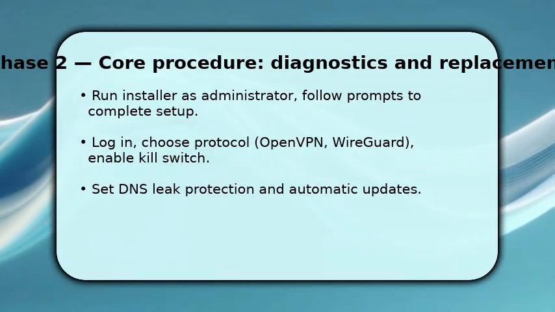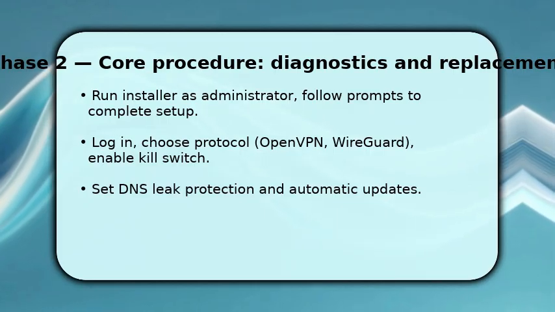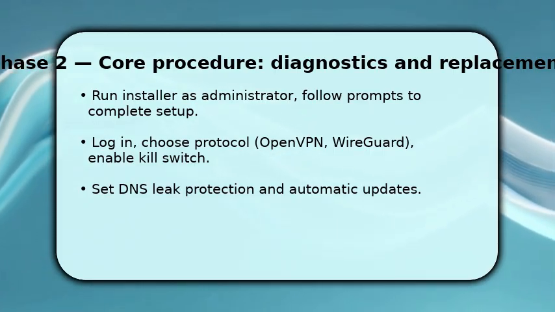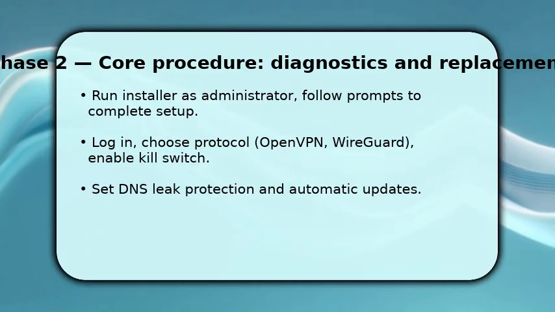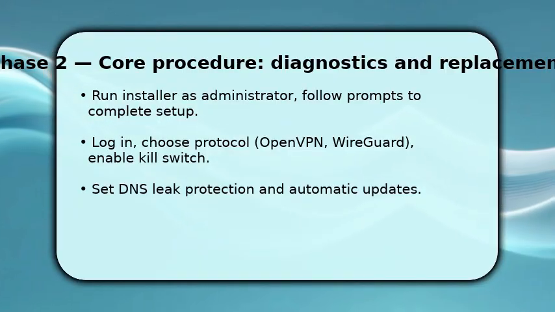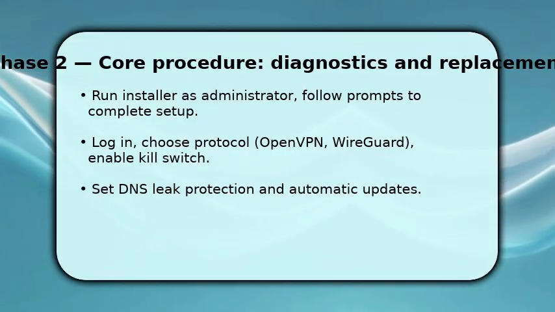After installation, log in with the account you created. Choose a protocol, WireGuard for speed, OpenVPN for compatibility, and enable the kill switch so traffic stops if the VPN drops. Make sure DNS leak protection and automatic updates are enabled, then set preferred servers or locations. These steps lock in privacy, maintain performance, and keep the client current.